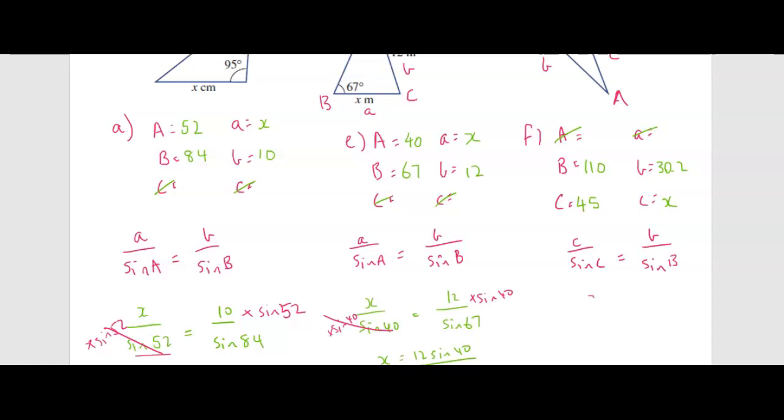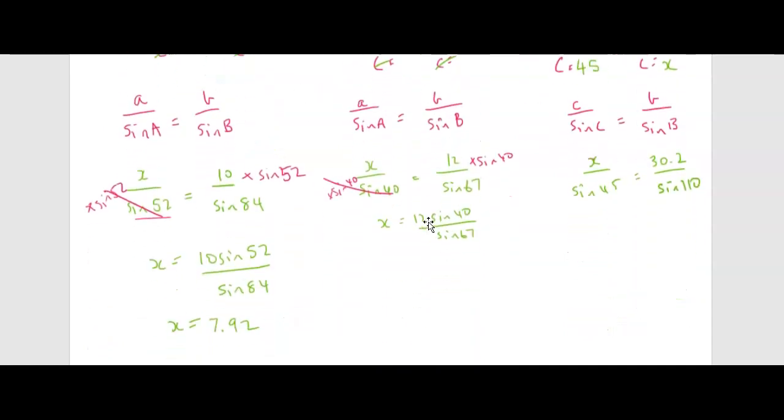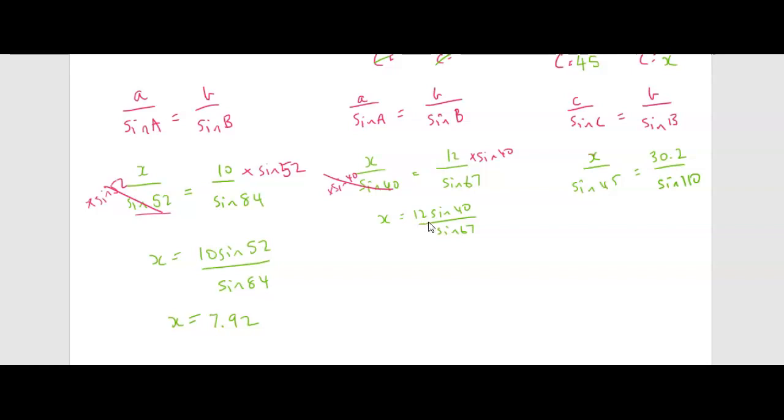So, look at me trying to be consistent with my colours. x over sine 45, 30.2 over sine 110. And then you can get the gist because everything's pretty much the same. So that sine 45 comes over the top here, over sine 110.